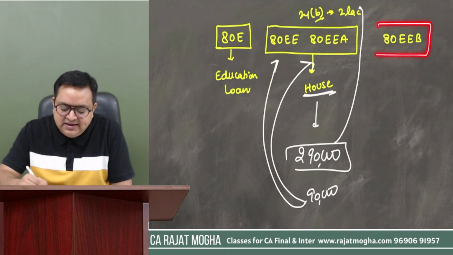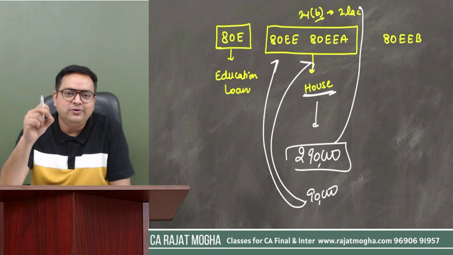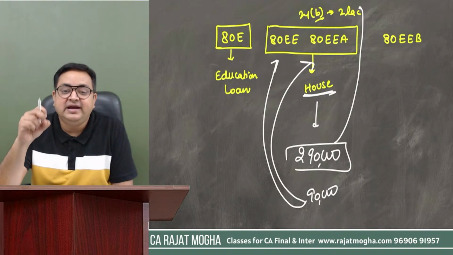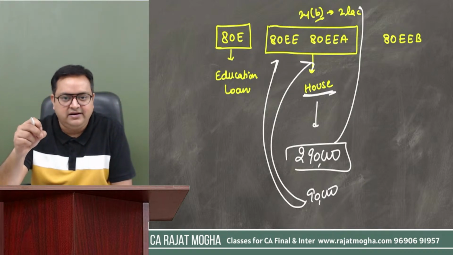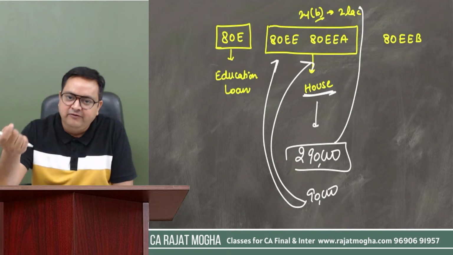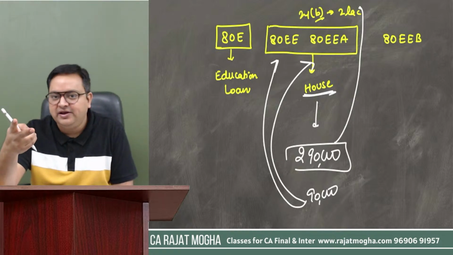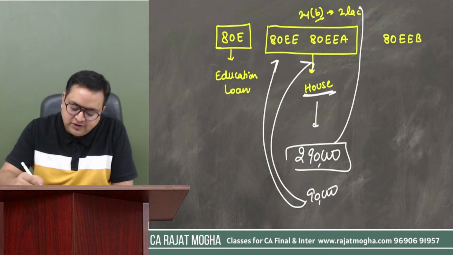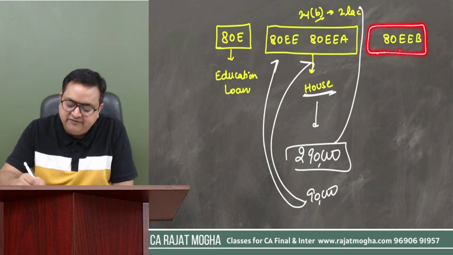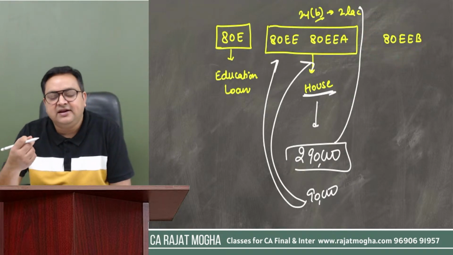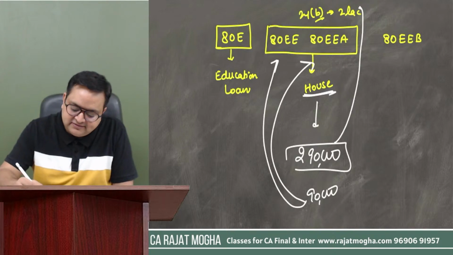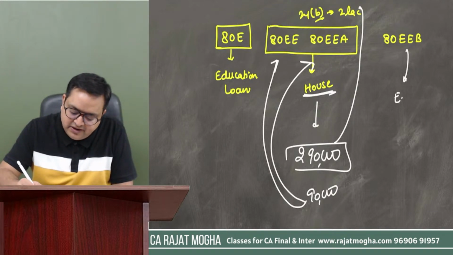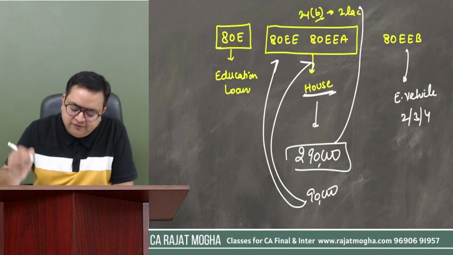And 80EEB is related to if the assessee has purchased an electric vehicle, right? E-vehicle. It could be a 4-wheeler, it could be a 3-wheeler, it could be a 2-wheeler also. We have electrical scooties now. So if the assessee has purchased an electric vehicle and has taken a loan for that, in that case, he can claim deduction in 80EEB.